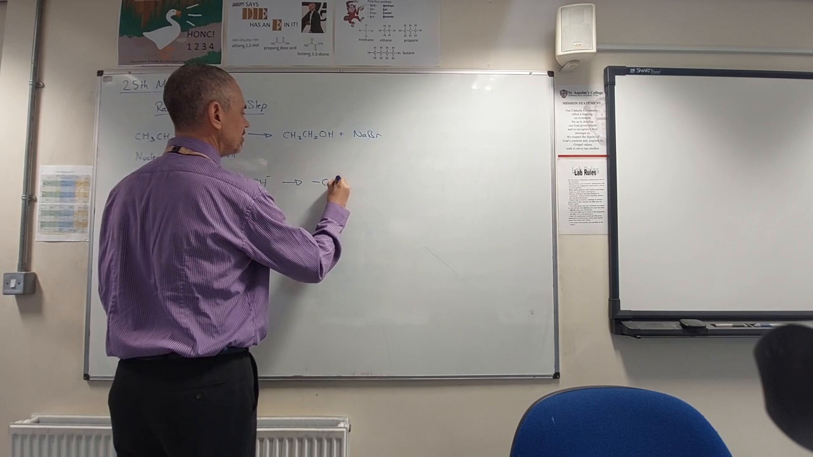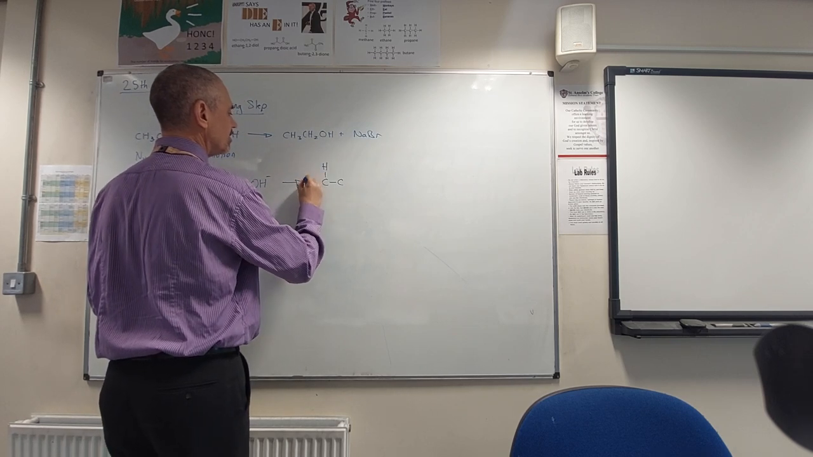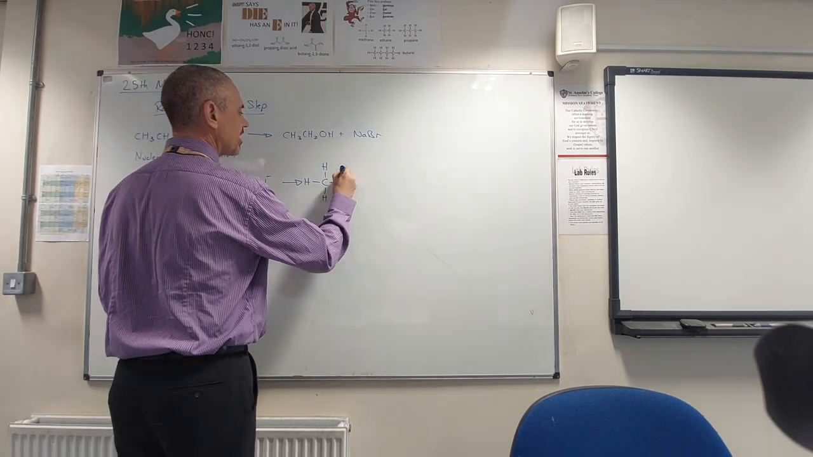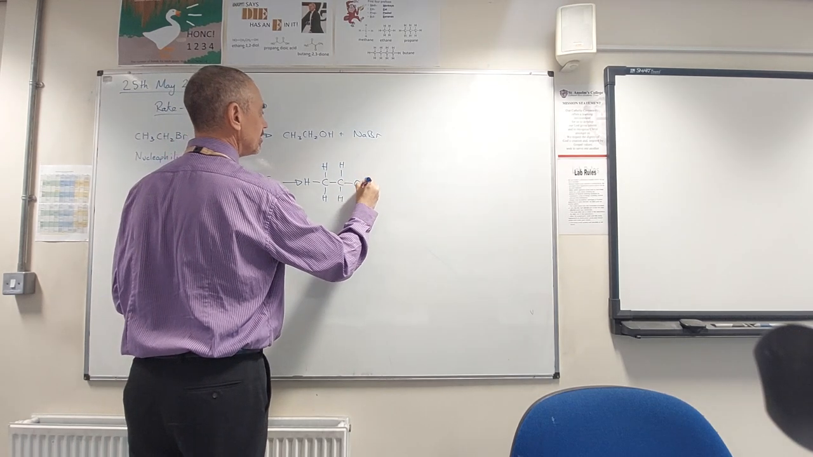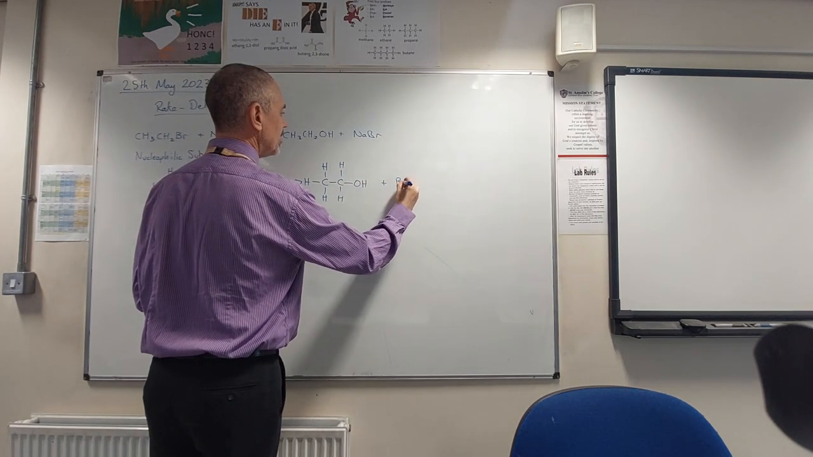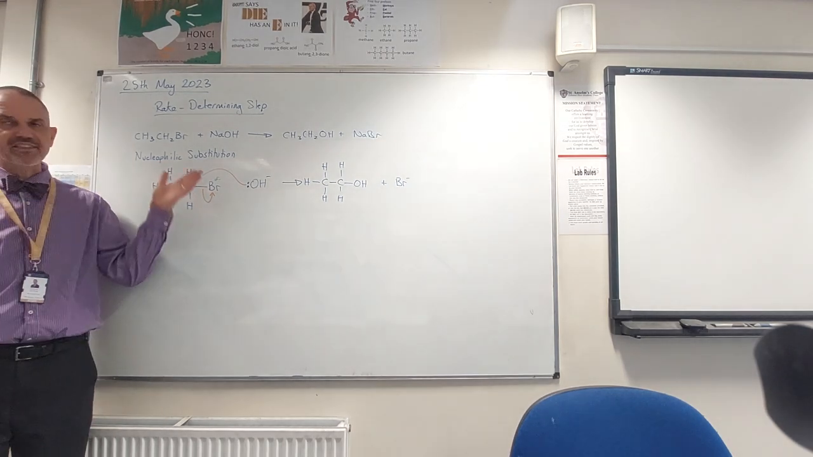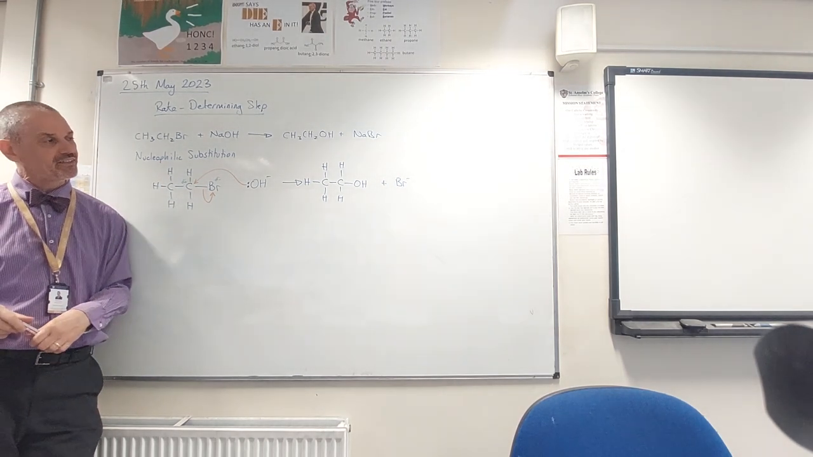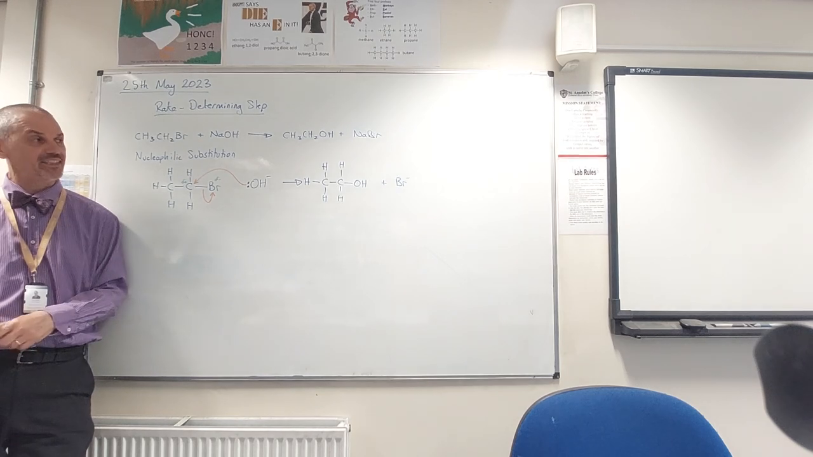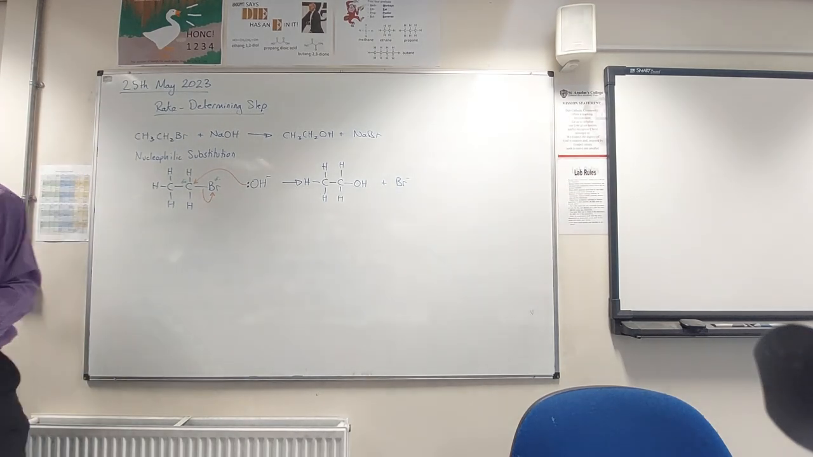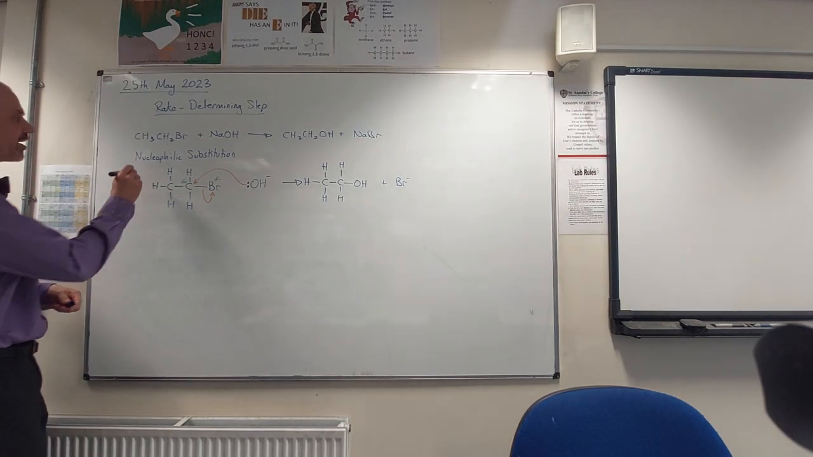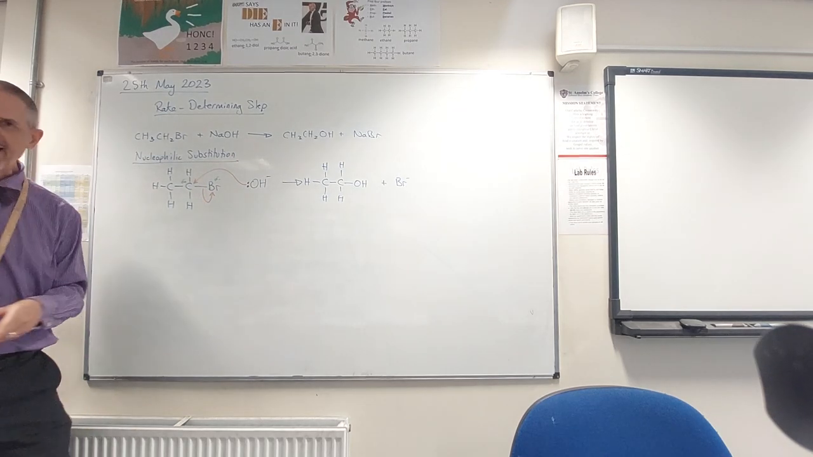So one came in, one went out, the OH is now there, and the Br minus is left behind. Notice that sodium has no part in this mechanism because it's really a spectator ion. We don't need to include it in the mechanism. Okay, that's great.